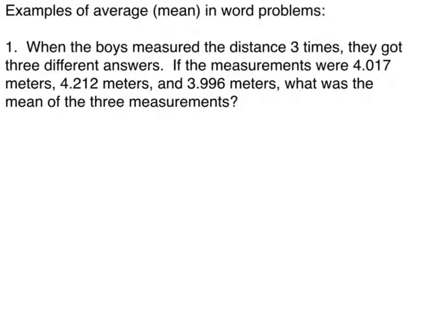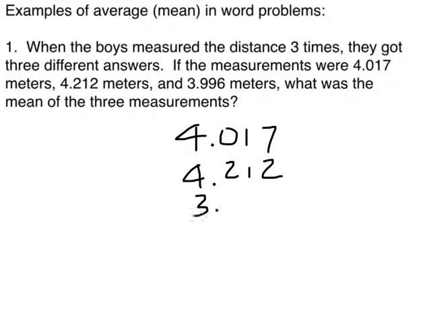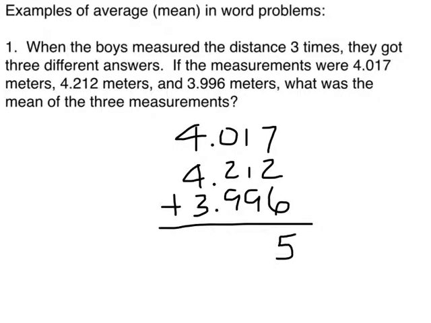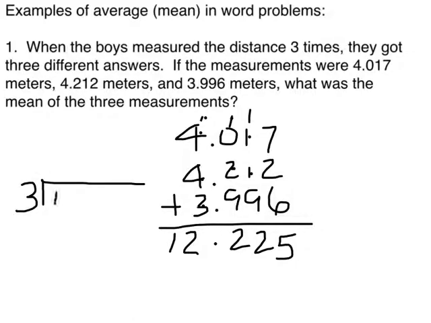Well, you've got 3 numbers, so you would add 4.017, 4.212, and 3.996. We're going to add all those together. 7 and 2 is 9, plus 6 is 15. Carry that, 9, 10, 11, 12. Carry that, 9, 10, 11, 12. Carry that, 4, 4, 9, and 3 is 12. So you've got 12.225, and we're going to take that and divide it by 3.